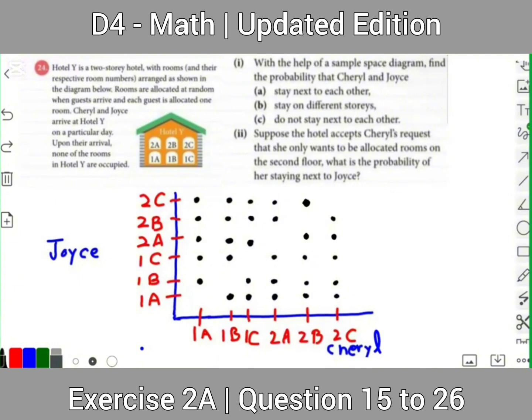For example, we will not put any dot for 1A and 1A, similarly for 1B and 1B, similarly for 1C and 1C, for 2A and 2A, for 2B and 2B, and for 2C and 2C. And we will draw the dots for the remaining ordered pairs. So with the help of the sample space diagram, we have to find out the probability that Chiral and Joyce stay next to each other.